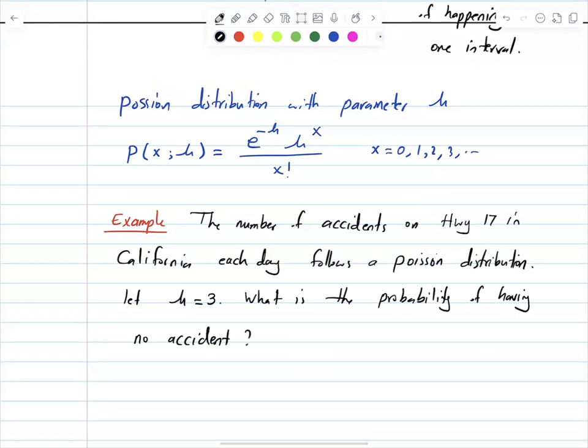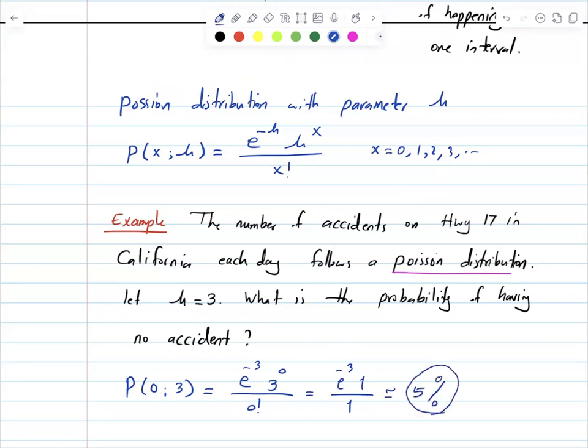So basically, since it's a Poisson distribution, we already have all the missing information. The probability that x is equal to 0 with mu equals 3 is e to power negative 3, times 3 to power 0, divided by 0 factorial. As you remember, 0 factorial is equal to 1, so you have 1 times e to power negative 3. If we use our calculator, it gives us about 5%. So the probability of having no accident on Highway 17 is 5%.